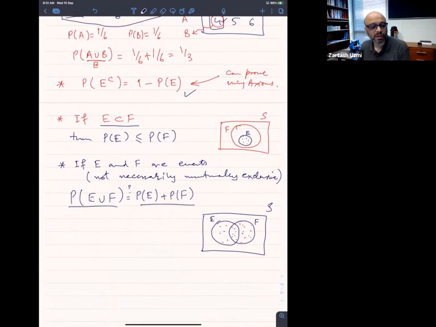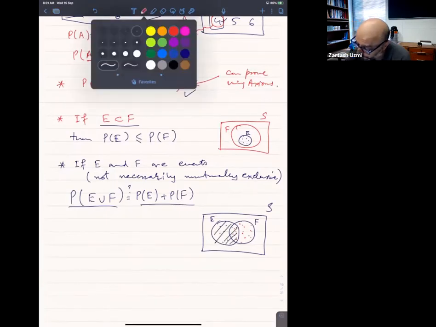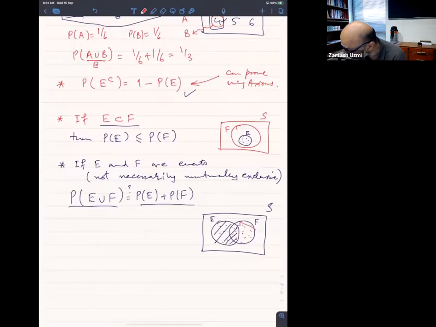Now, what is wrong with this expression? Answers in the chat window. So we are double counting here. We are double counting this area between E and F. इसमें probability of E और probability of F, एक दफा मैंने इसको ऐड किया और फिर दूसरी दफा मैंने इसको ऐड किया. You can see that there is this area which is double counted, and that area is precisely equal to E intersection F. So I need to subtract that area, E intersection F.